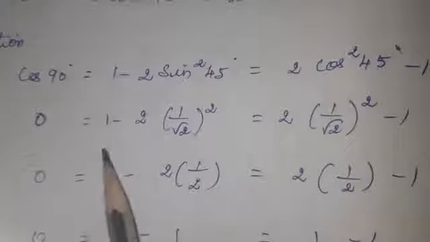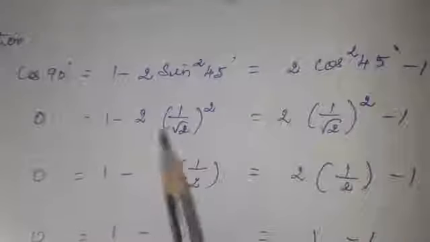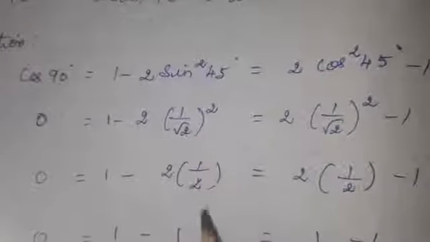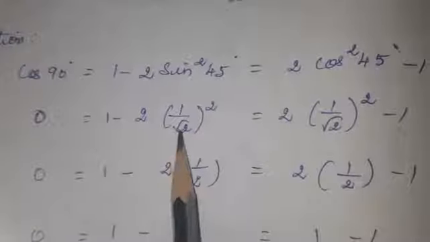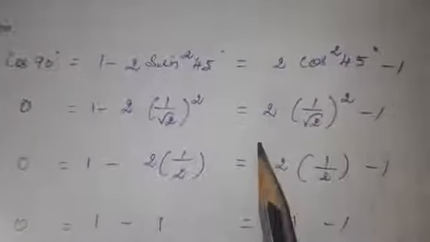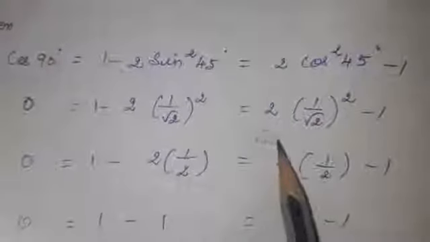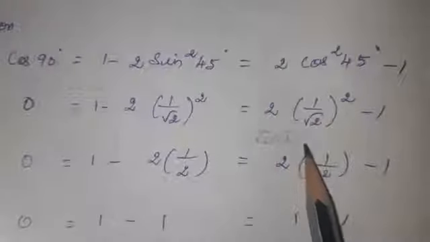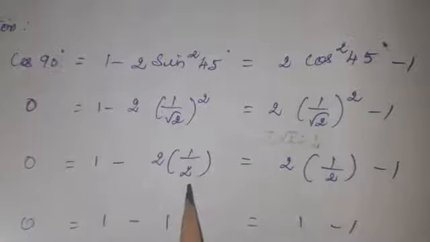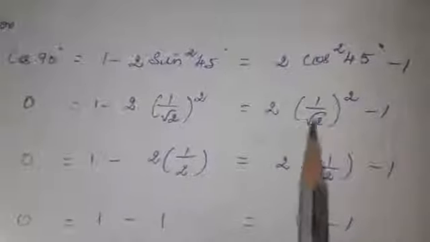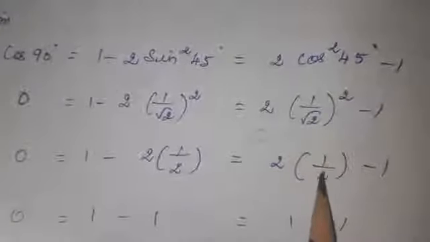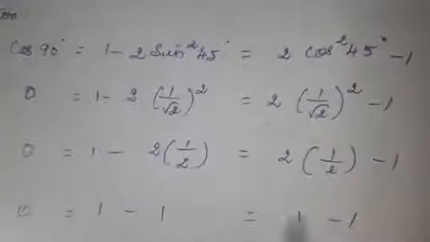Here square is written, so the whole square minus 1. 0 is equal to 1 minus 2 into 1 by root 2 the whole square, which can be written as 1 square. It is 1. In the denominator, root 2 into root 2 is 2. Already I told you how this comes: root 2 into root 2. When you square this, you will get the answer as 2. That is what I have written here. So 1 by 2 is equal to this 2. Likewise the same thing: 1 by root 2 the whole square is 1 by 2 minus 1.